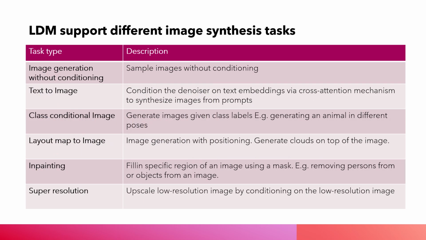In the previous slide, we saw that the UNets can be conditioned on a text prompt, but it can also be conditioned on a different modality, resulting in latent diffusion models supporting different types of image synthesis tasks. We will highlight a few of those. First, text-to-image generation, which we already saw in the previous slide. Furthermore, also inpainting, which fills in specific regions of an image using a mask. This can, for example, be used to remove objects or persons from an image. And also super resolution, which upscales the resolution of a low resolution image.